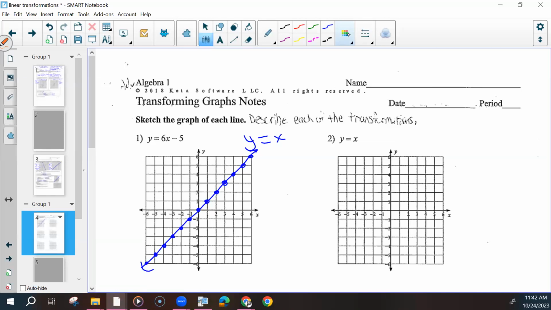If I were graphing this one, I would start at -5. My slope is positive 6/1, so I can go up 6 to the right one. I'd be off the graph if I did it again, but.